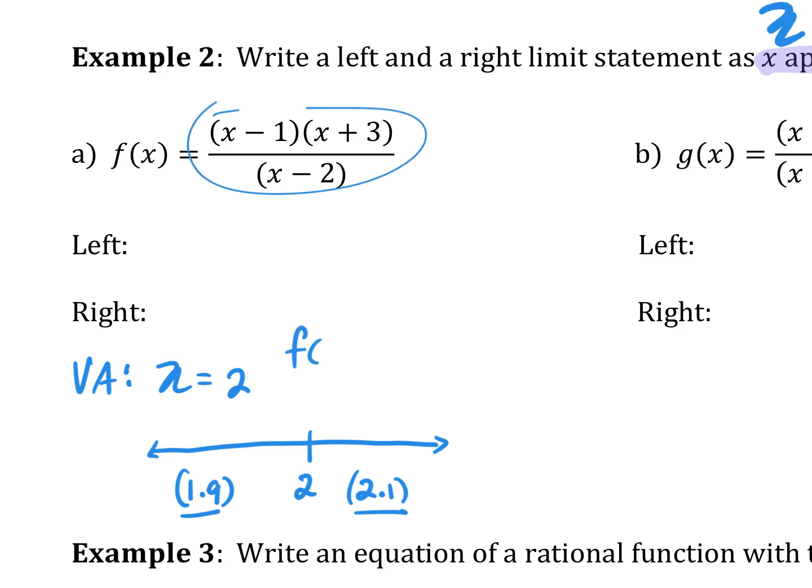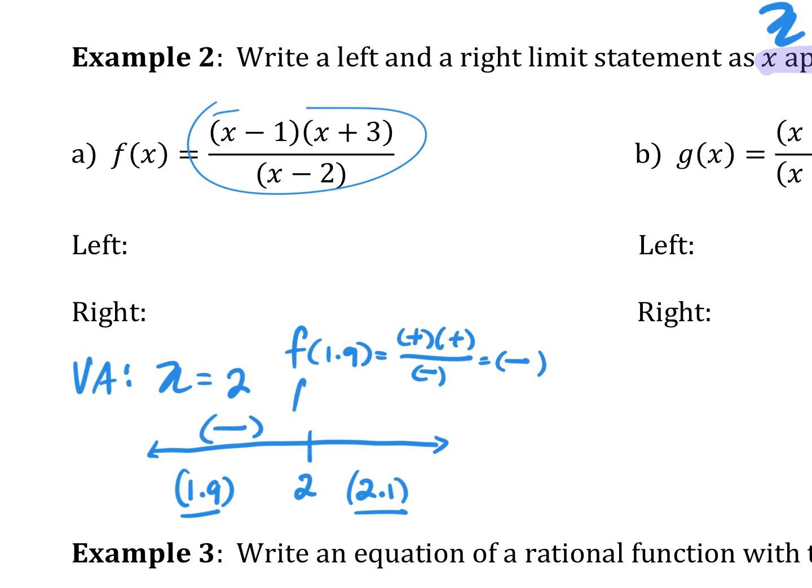So say f of 1.9. That's going to give me 1.9 minus 1, a positive number. 1.9 plus 3, still a positive number, divided by 1.9 minus 2, that's going to give me a negative. So to solve this one, the signs, it's just going to give me a negative sign. So on this side, it's going to be a negative 1.